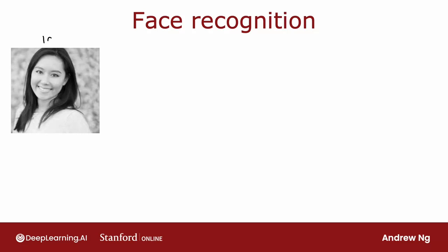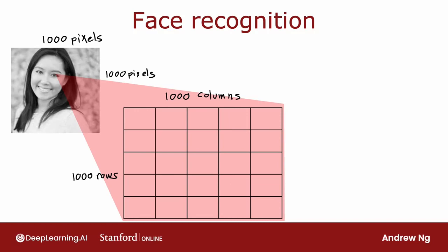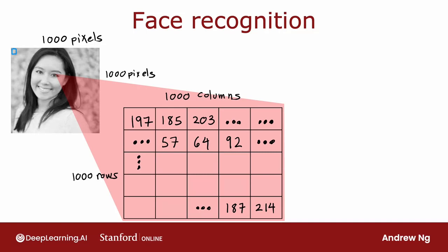This image is 1,000 by 1,000 pixels, and so its representation in the computer is actually a 1,000 by 1,000 grid, also called a 1,000 by 1,000 matrix of pixel intensity values. In this example, the pixel brightness values go from 0 to 255, and so 197 here would be the brightness of the pixel in the very upper left of the image. 185 is the brightness of the pixel one pixel over, and so on, down to 214, which would be the lower right corner of this image.